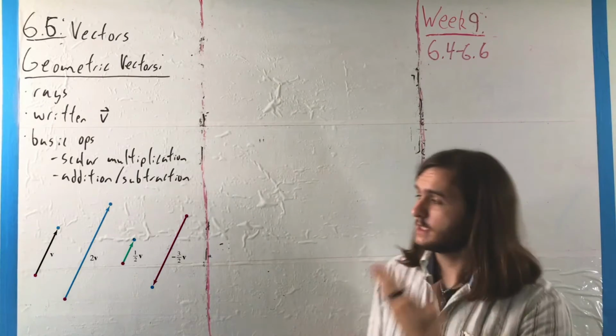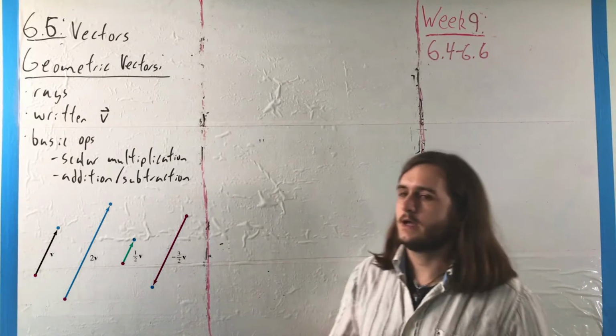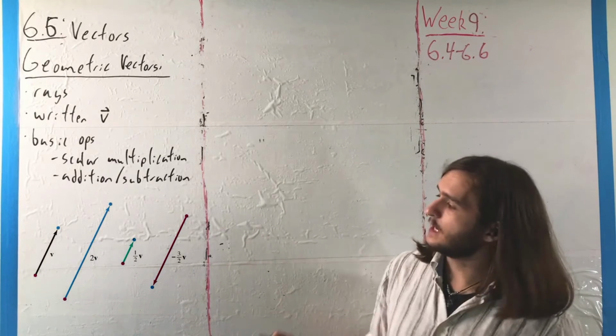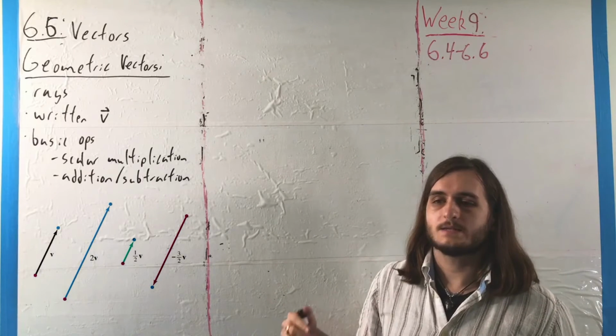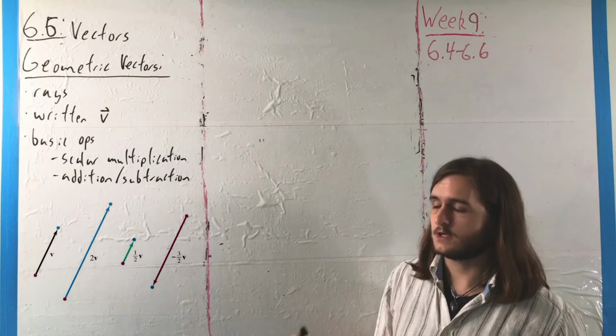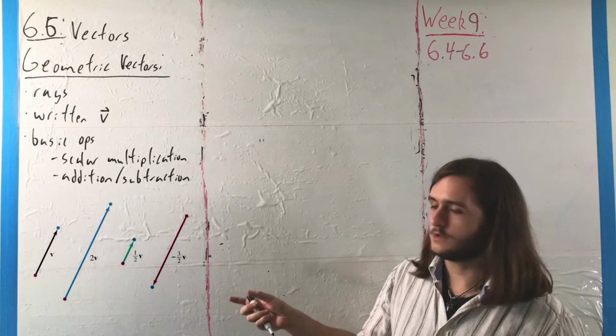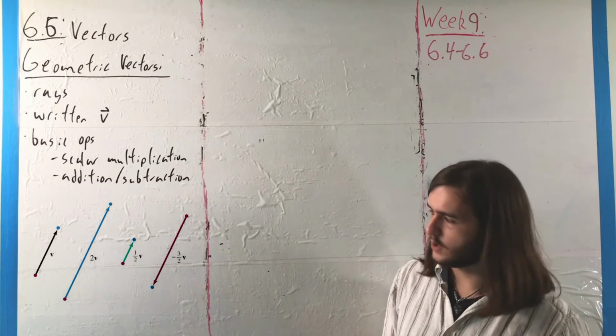where if we want to talk about scalar multiplication, it's just rescaling the vector. We multiply the vector by some constant k, and you can think of that as multiplying the magnitude of the vector by k, where if k is negative, we're also changing the direction by flipping it over.